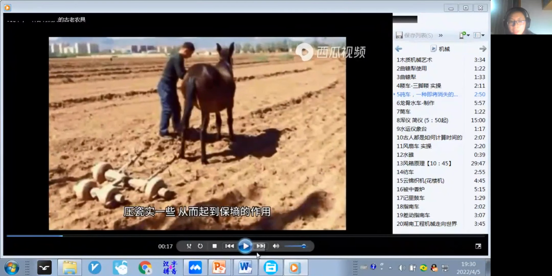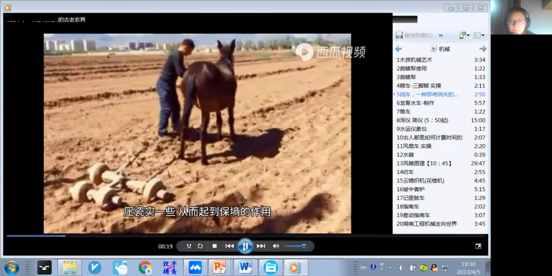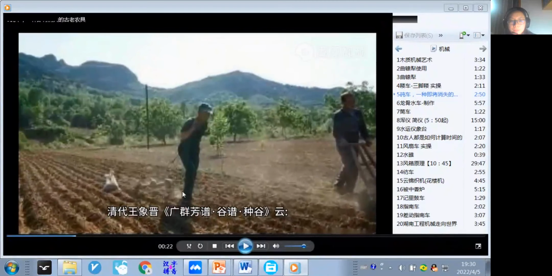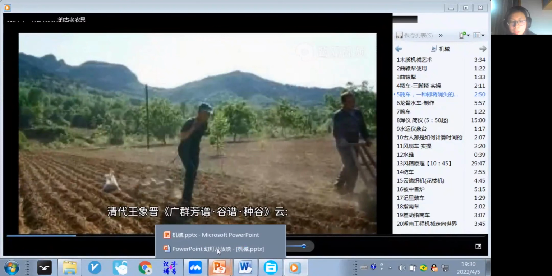So you can see we use it to cover the soil in ancient times. Like this. Okay, so here's a simple introduction about 顿车.